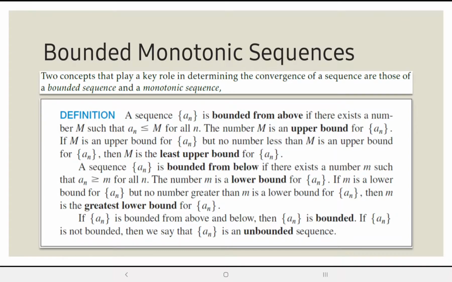Okay? And then, a sequence is bounded from below naman kung meron kang small m such that lahat ng terms sa sequence mo ay mas malaki kaysa dun sa small m na yun. Okay? Kung wala nang number na mas mababa kay m, such that a sub n is greater than or equal to m, we say that m is our greatest lower bound. Okay? So if a sequence is bounded from above and bounded from below, then a sub n is bounded. Okay, kung hindi siya bounded, then we say that it is unbounded. Okay?